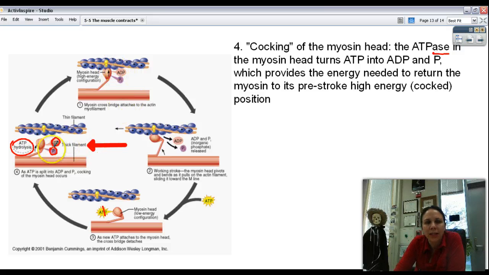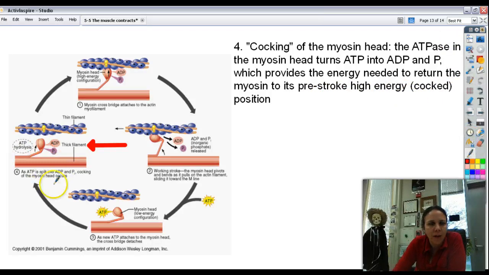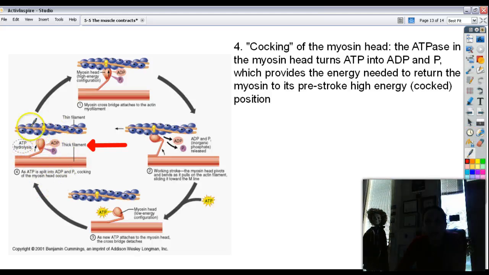That releases enough energy to kind of wake him up a little bit, because notice he's laying down over here. Well, now he's kind of sitting up a little bit more. So when the ADP and phosphate are released and the energy gets released, that gets him back up, ready to go for the next spot. That provides the energy needed to return the myosin to its pre-stroke high energy position. So when we look at him, we can see that he is full of energy. He wants to hold her hand.